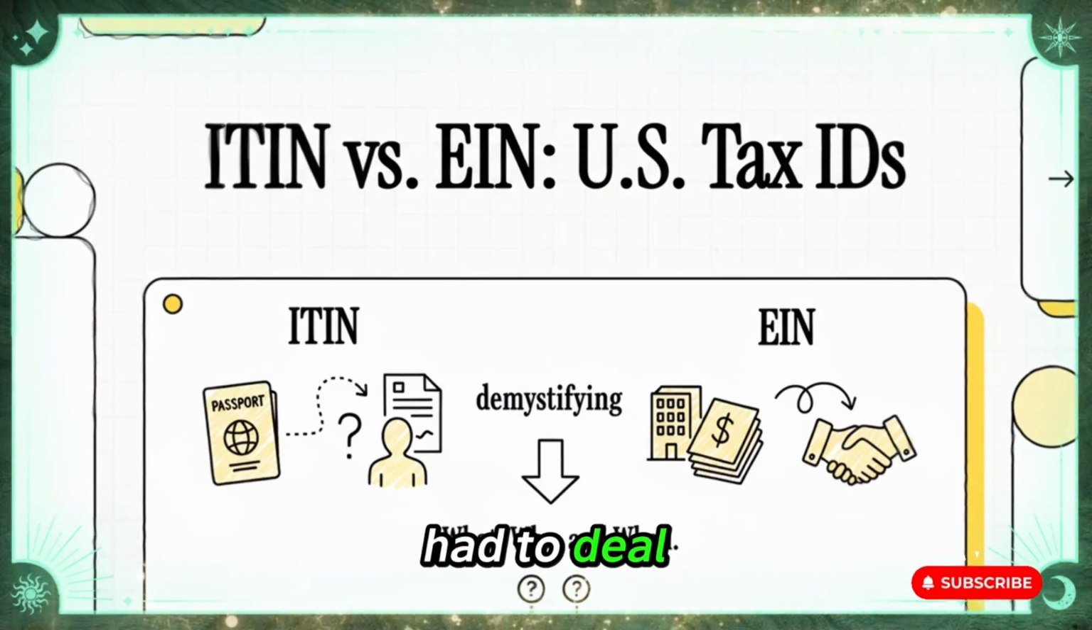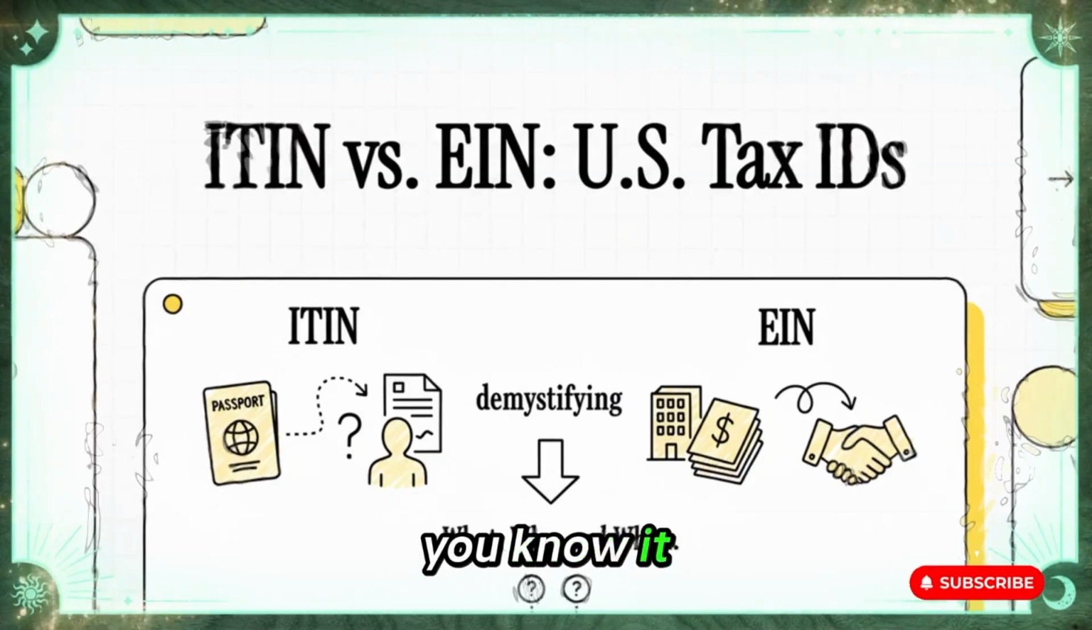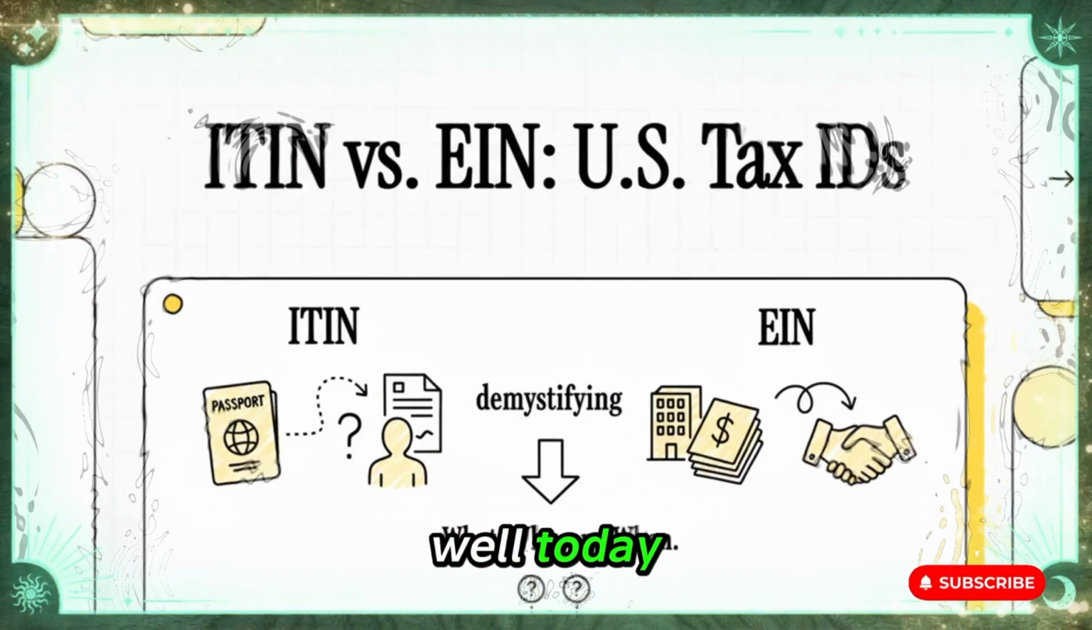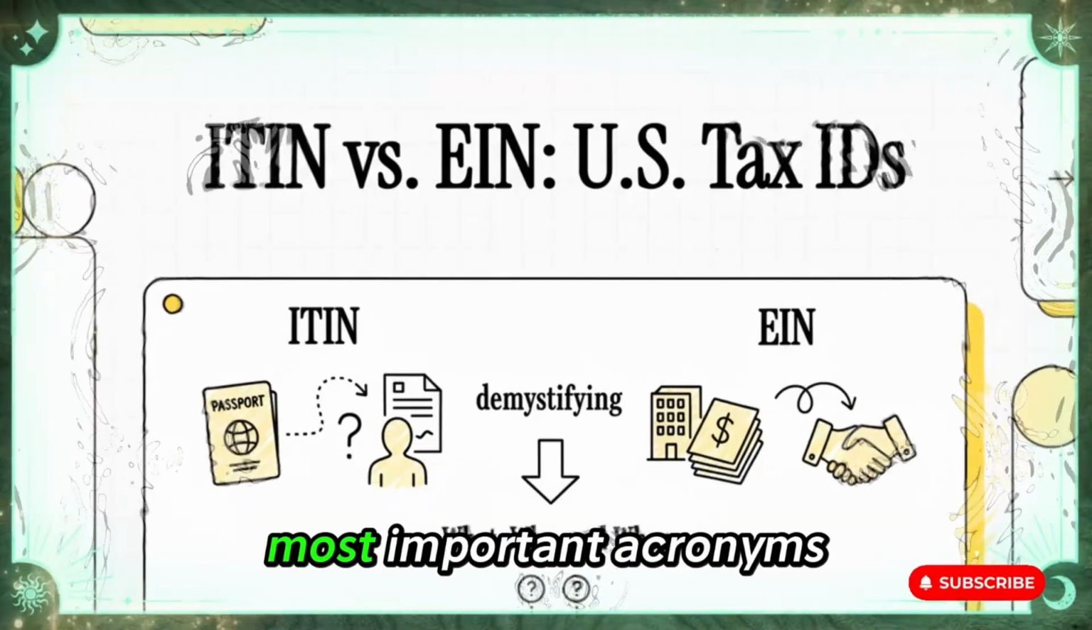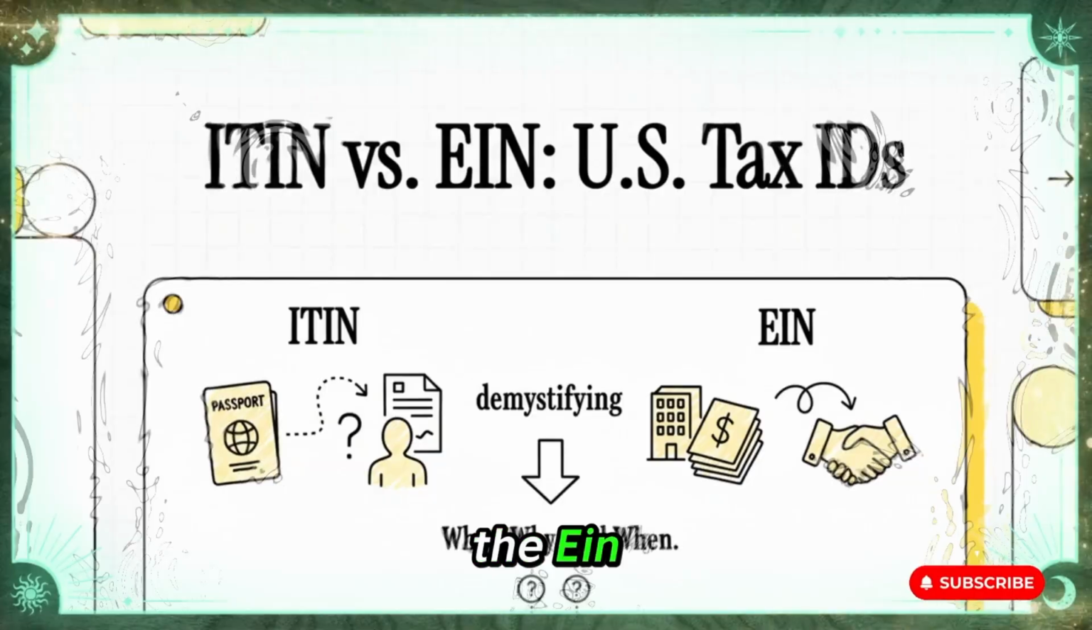If you've ever had to deal with the US tax system without a social security number, you know it can feel like you're staring at a big bowl of alphabet soup. Well, today, we're going to unscramble two of the most important acronyms you'll run into, the ITN and the EIN.